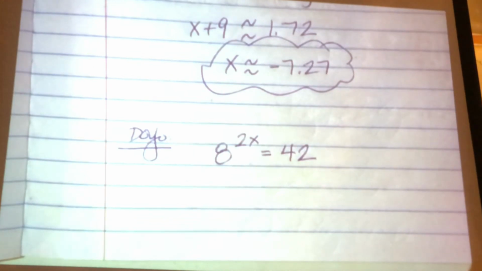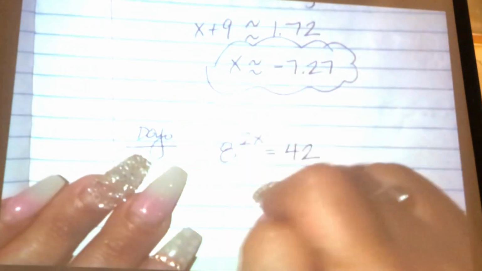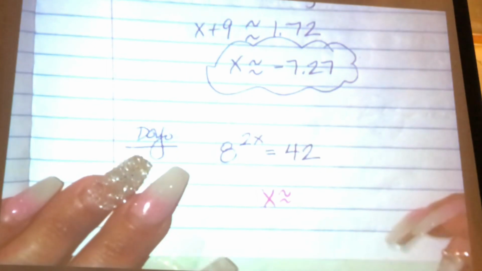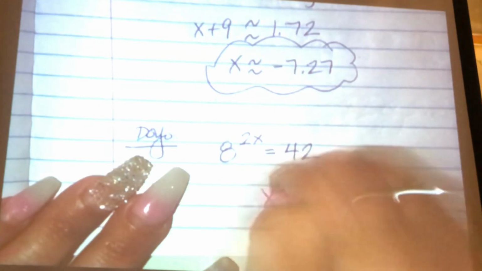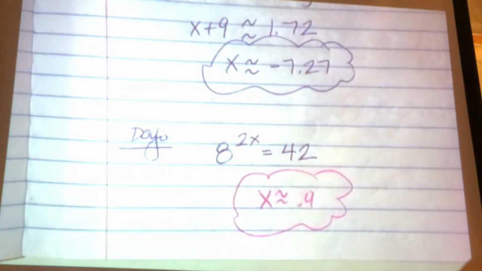Check with your neighbors, please. Emma, what'd you get? 0.9? Everybody get 0.9? Sam, check with people around you. Make sure they're good. Mina, you good?